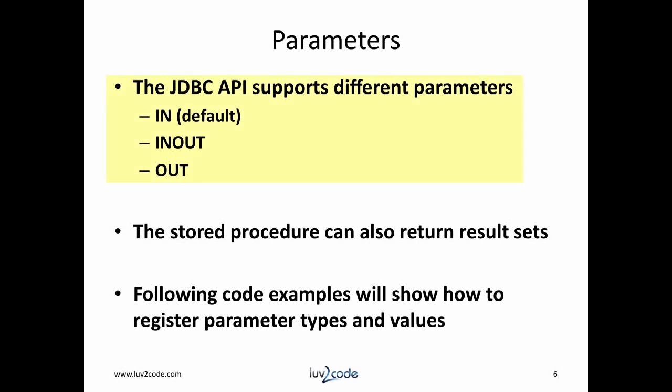The JDBC API supports different types of parameters. You can make use of the in parameter, in out, and also the out. The stored procedures can also return a result set. During the code examples in this video, I'll show you how to register different parameter types and also values.